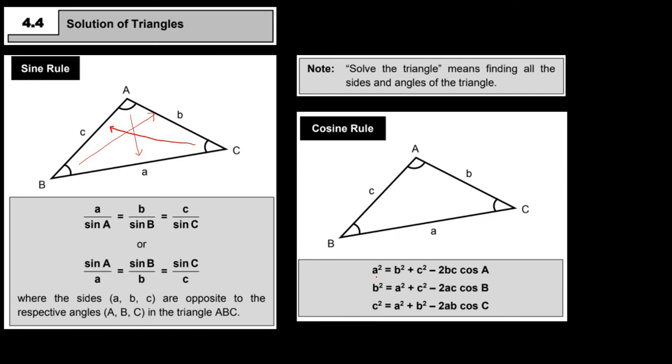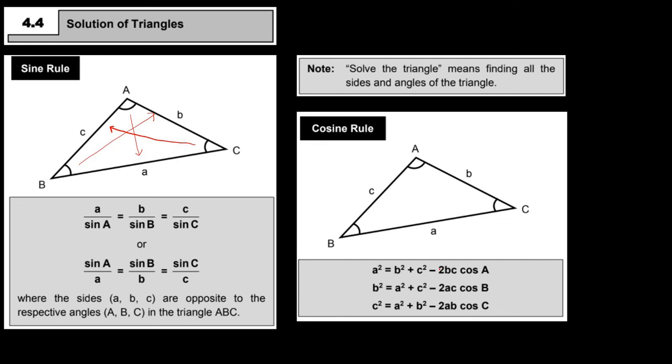So cosine rule: a squared equals b squared plus c squared minus 2bc cos A. Okay, for sine rule, sine. Cosine rule, cos. Then you have b squared equals a squared plus c squared minus 2ac cos B, and c squared equals a squared plus b squared minus 2ab cos C.